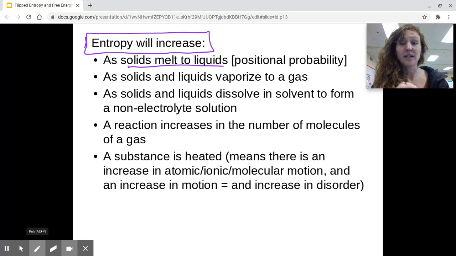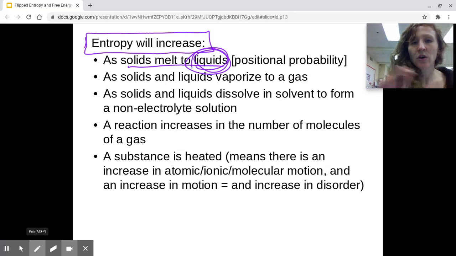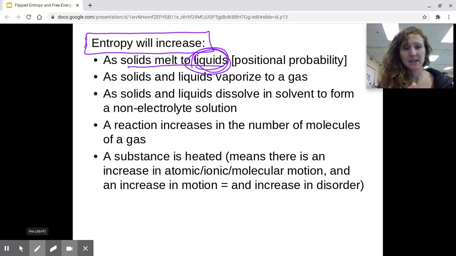Okay, these have very specific orientations to each other, very specific distances to each other. It's a highly organized system. When these systems melt into liquid, these liquids have variable distances to each other. They have variable positions. They're sliding past each other. There's movement. So there's much more disorder in a liquid versus a solid.